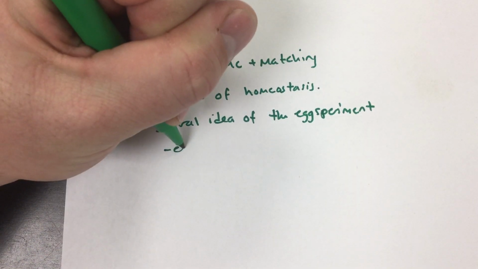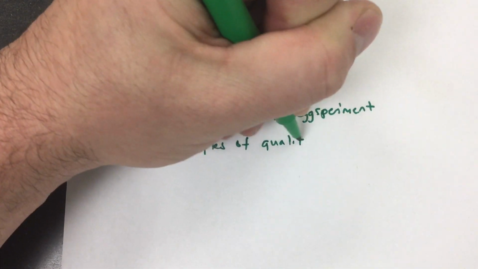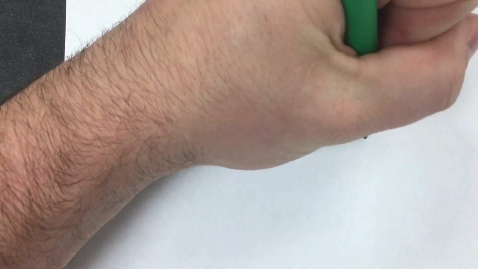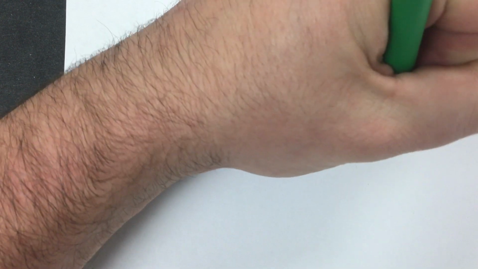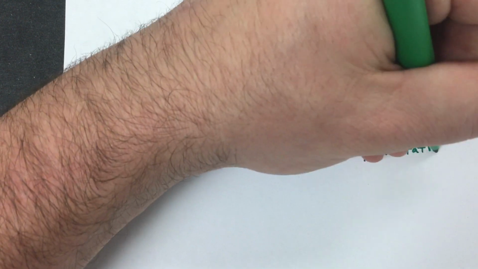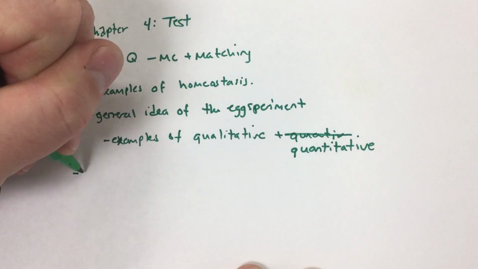So you need to know examples of qualitative data or evidence and quantitative data or evidence. You need to know the examples of qualitative and quantitative data. Just remember quantity: quantitative is data using numbers, and qualitative is data using descriptions or words. And you need to know the difference between them.